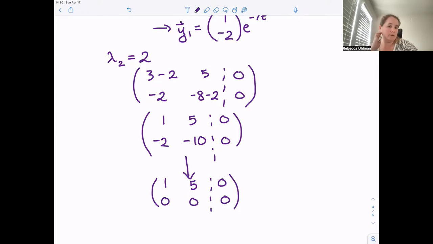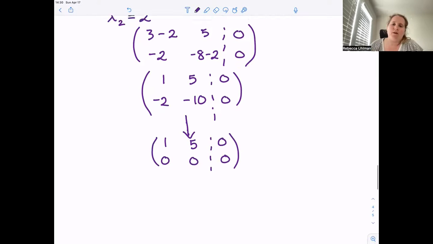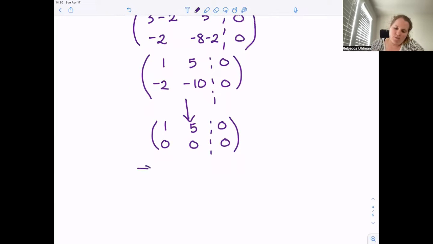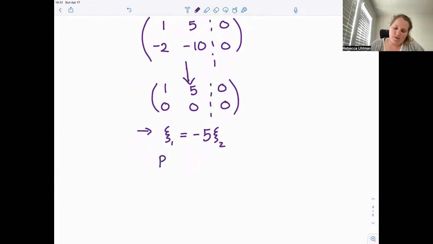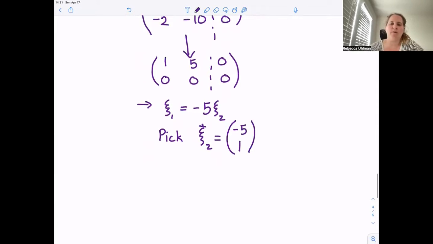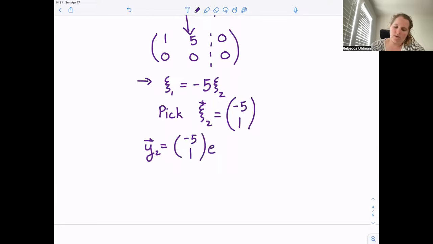As the two rows are dependent, we can cancel them out. We wind up getting that xi1 is equal to -5 times xi2. So we can go and pick our vector xi2 to be, we'll pick 1 for the second position, and the first position would be -5 times that, so we'll pick the vector -5, 1. We have our y2 is therefore -5, 1 times e to the 2t.